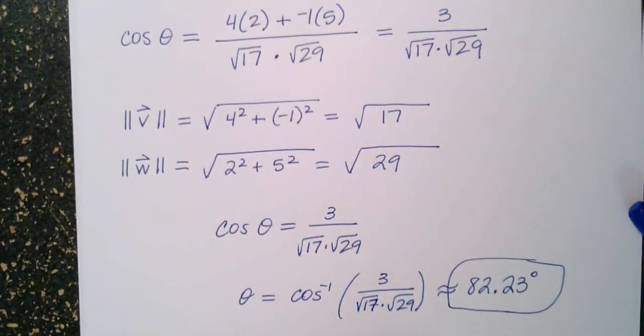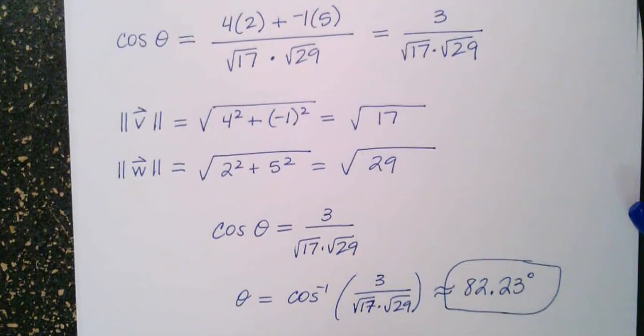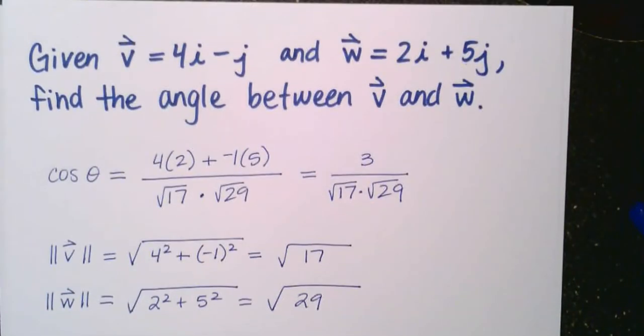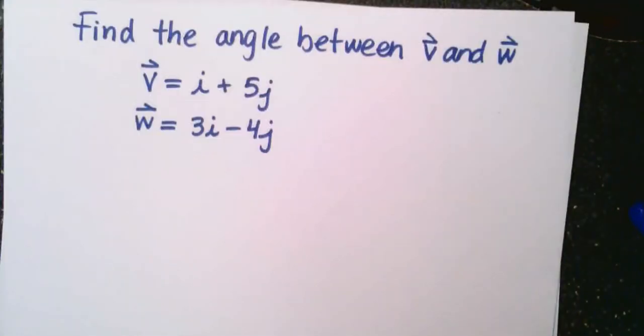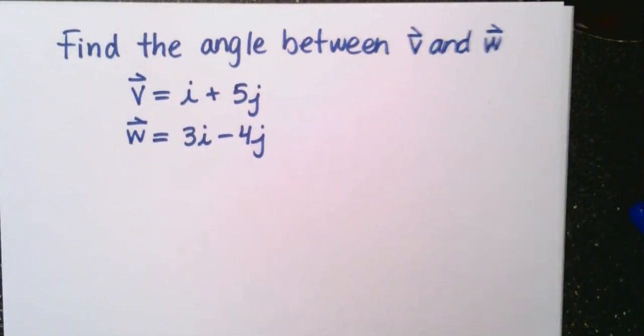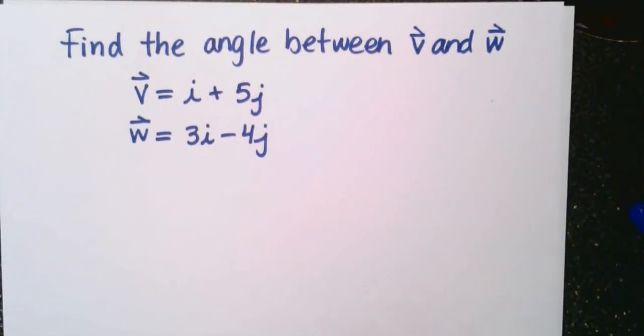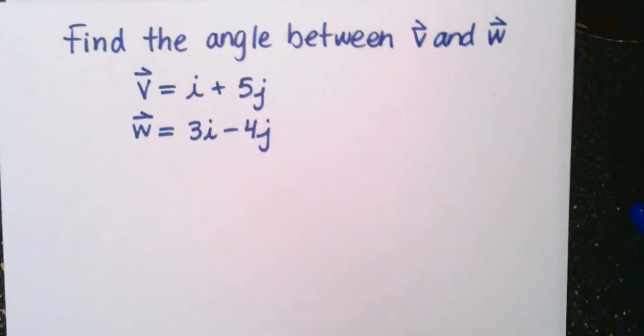All right, that was our first example. So the angle between V and W is 82.23 degrees. All right, let's go ahead and, well, we'll look at the visual for that on the next one. So here's our next one. Find the angle between V and W when V is i plus 5j and W is 3i minus 4j.